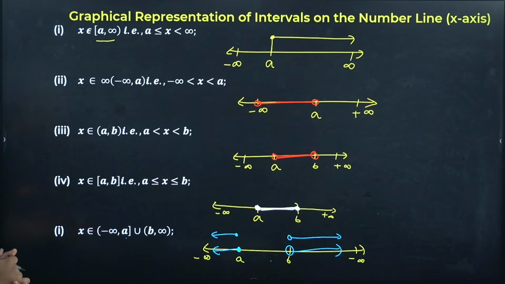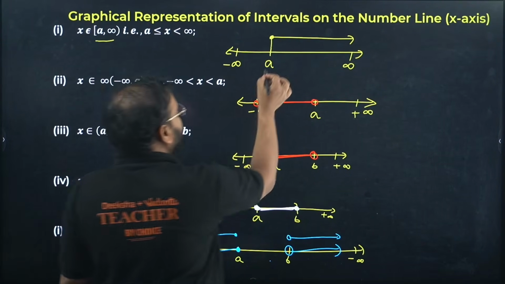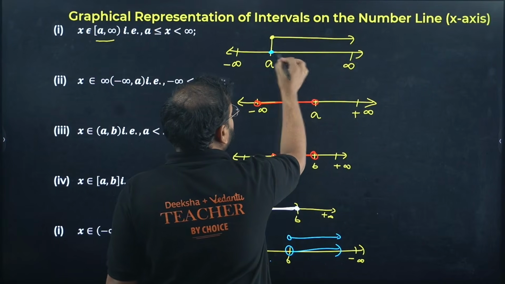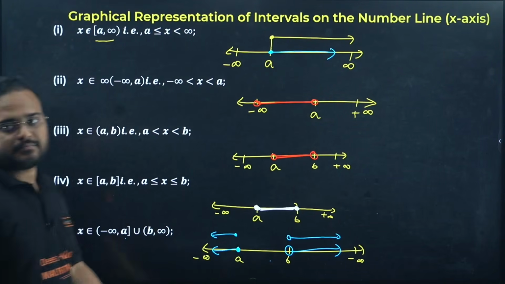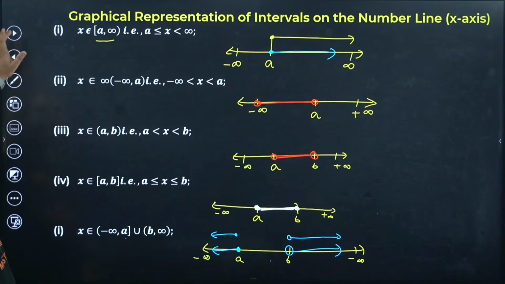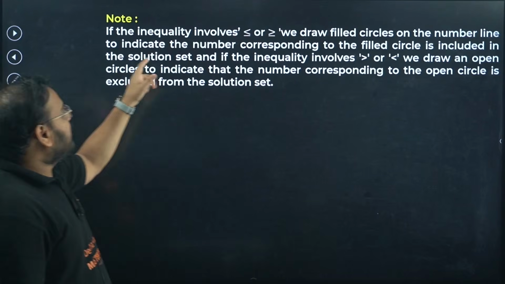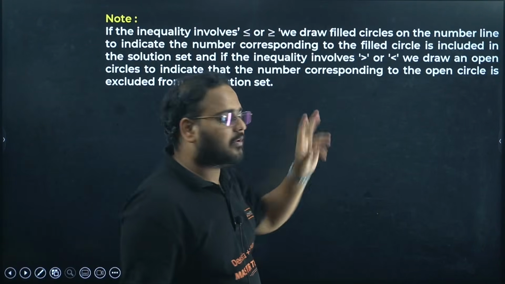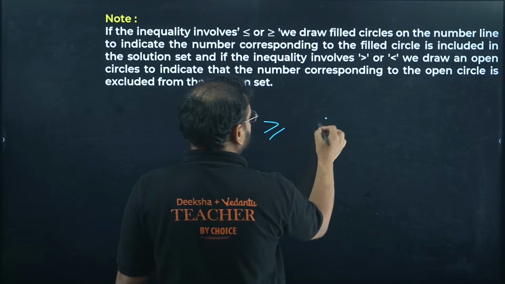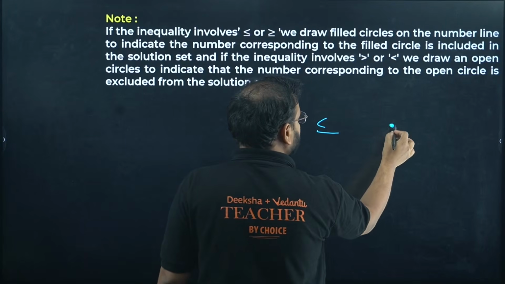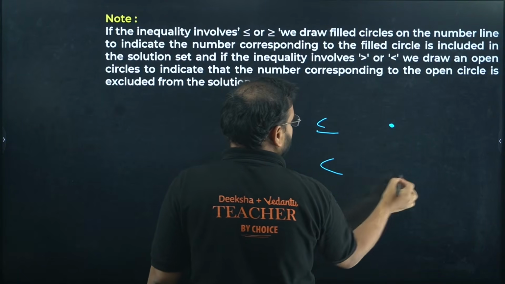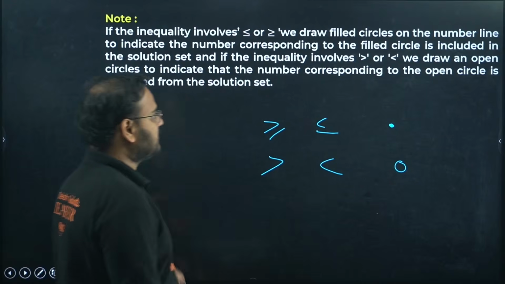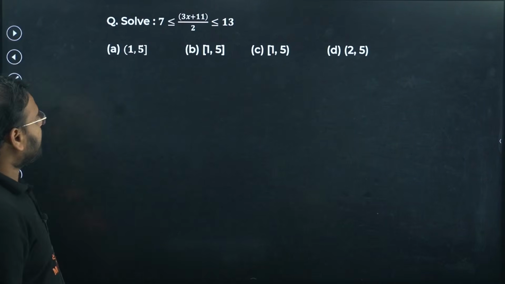Got it? If I have to show you on the number line over here, just close it and move towards over here. Makes sense? A few notes. If the inequality involves less than or equal to, or greater than or equal to, we draw the filled circles. If you have equality over here, meaning you have these cases, you have to draw the filled circle at the point. If you have just this and this, you draw the open circles. Okay, that's it.